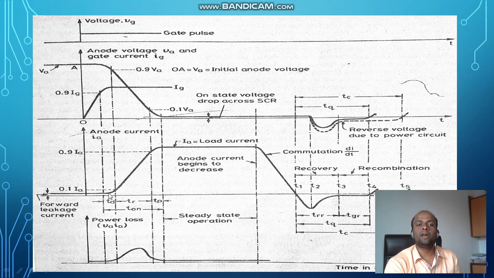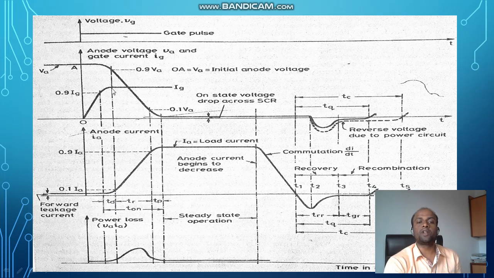Are you getting it? Now, from 90% to 100% of the gate current, what happens in this particular region? The voltage, which was completely blocked, now starts decreasing, from 100% to 90%. So 10% voltage is allowed to pass. Similarly, the anode current, which was zero or almost zero, will increase to 10% of its value. So there is some delay to actually start the device, and it is called TD, the delay time.